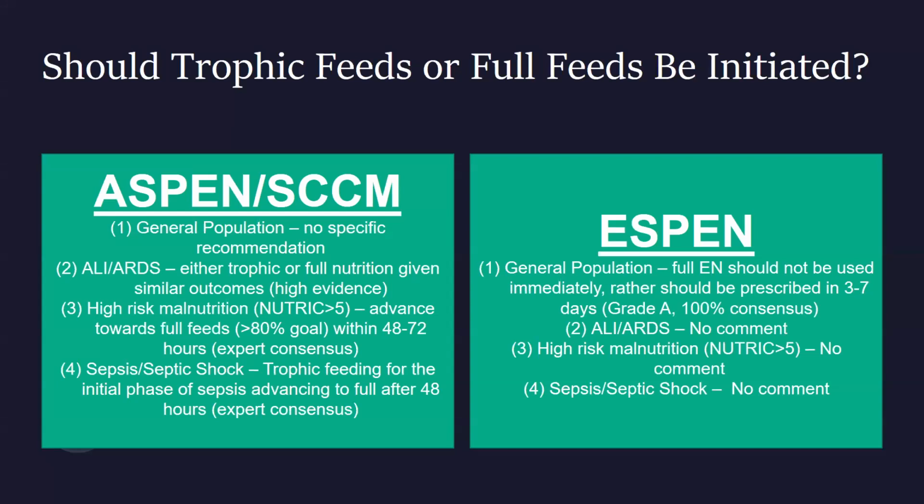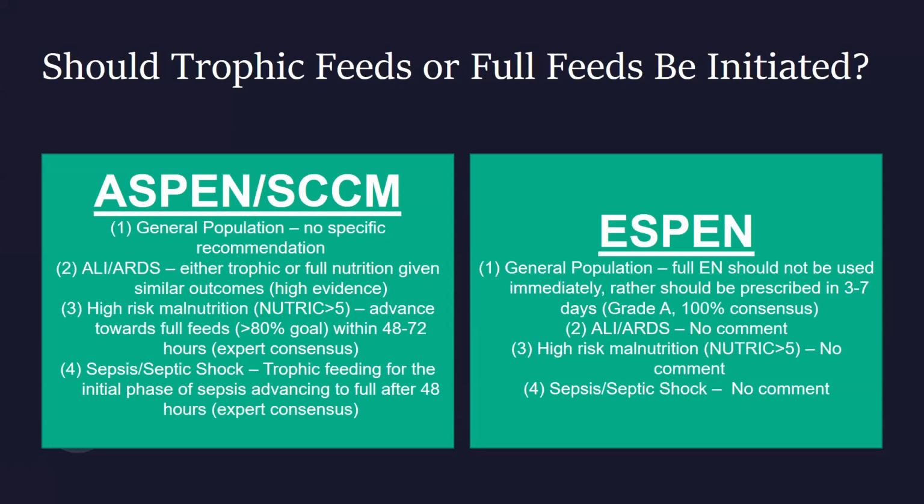And then the last one that the Americans talk about is sepsis or septic shock. Their recommendation is to just do trophic feeds for 48 hours. That's based off indirect calorimetry data in septic patients that shows that they only need anywhere from 25 to 60% of their typical resting energy expenditure during the acute phase of sepsis or septic shock. So in those patients, continuing trickles would be the recommendation, at least for the first 48 hours.